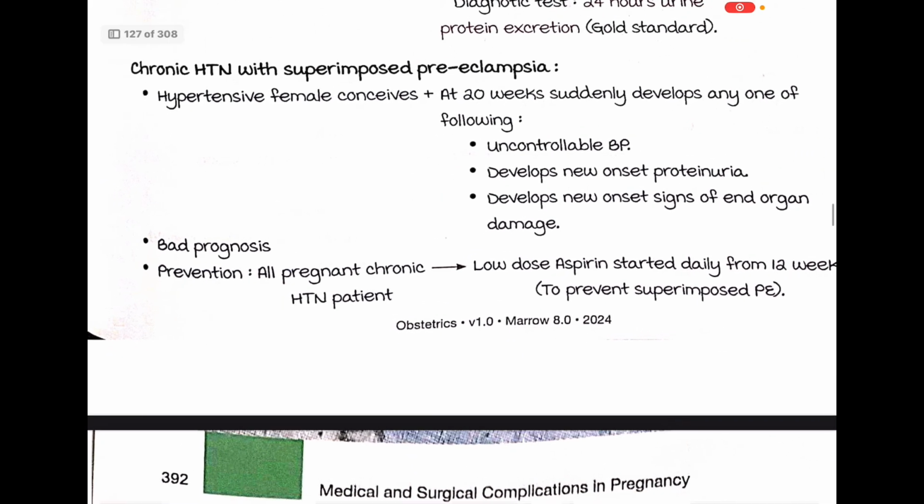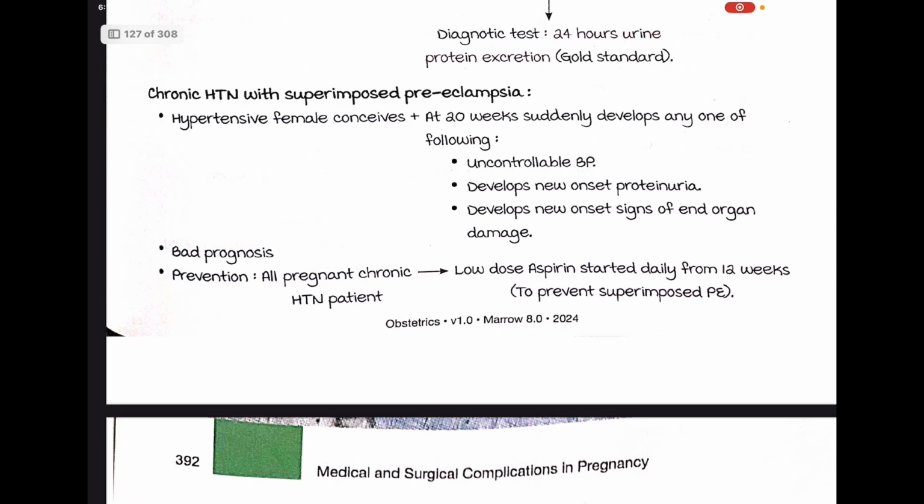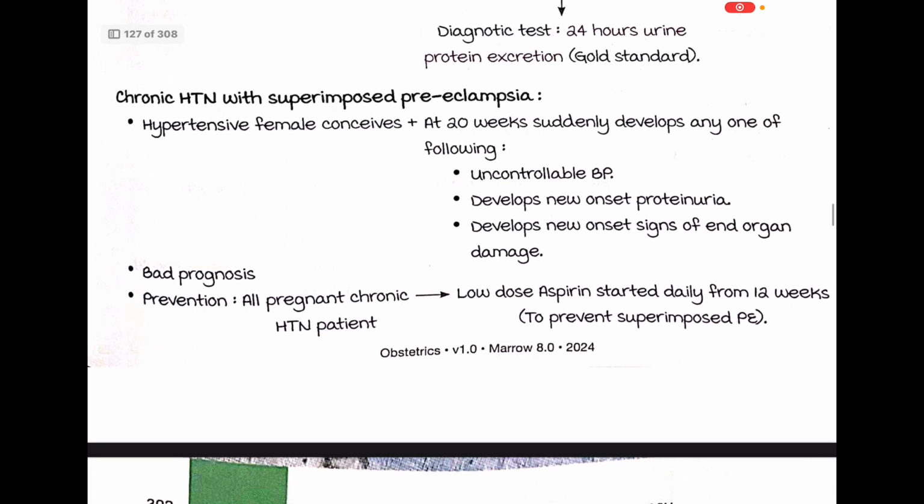Chronic hypertension with superimposed preeclampsia. A hypertensive female conceives, so they were hypertensive and then became preeclamptic, with end organ damage, proteinuria, etc. A hypertensive female who conceives suddenly develops, at 20 weeks, any one of the following: uncontrollable blood pressure, new onset proteinuria, or new onset signs of end organ damage.